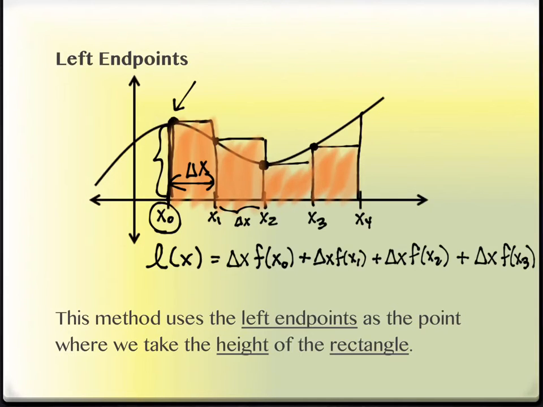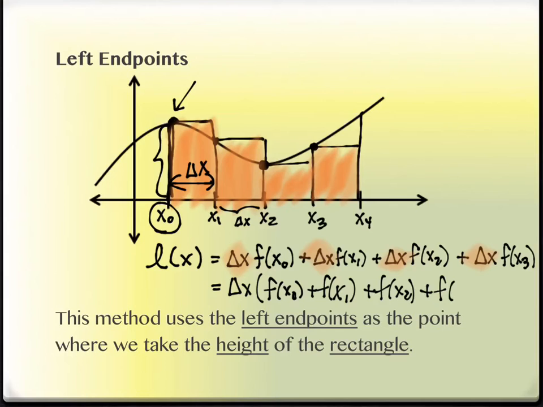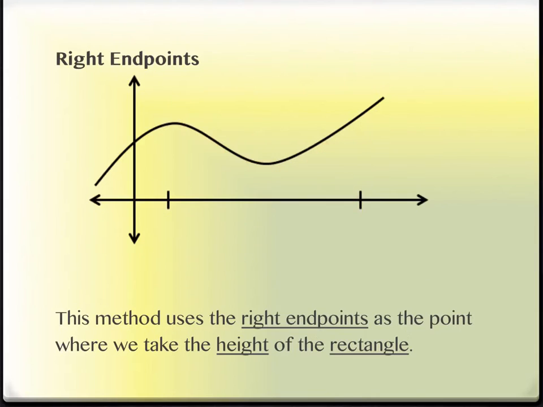But here's the interesting thing that makes it easier to work with: do you see there's a delta x factor in every single one of those terms? So instead of making 4 different multiplication calculations, you can add together the 4 y values, f of x0, f of x1, f of x2, and f of x3. You can add those values together, and then multiply by the width one time, because they're all being multiplied by the same width.